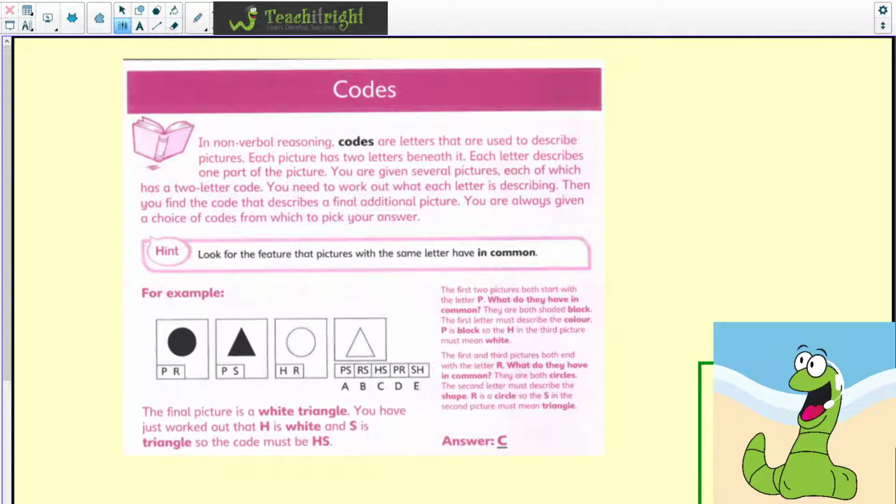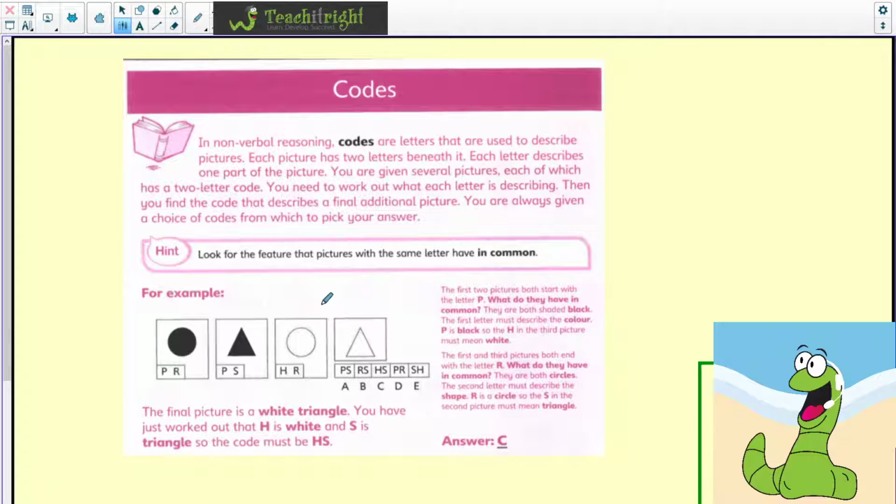So in nonverbal reasoning, codes are letters that are used to describe pictures. Each picture has 2 letters beneath it. Each letter describes one part of the picture. You are given several pictures, each of which has a 2-letter code. You need to work out what each letter is describing. Then you find the code that describes a final additional picture. You're always given a choice of codes from which to pick your answer.